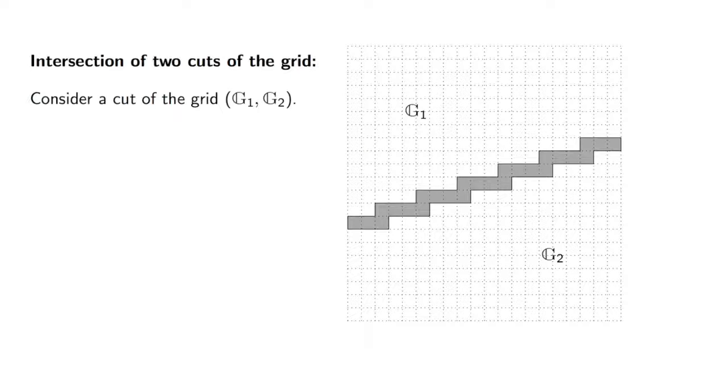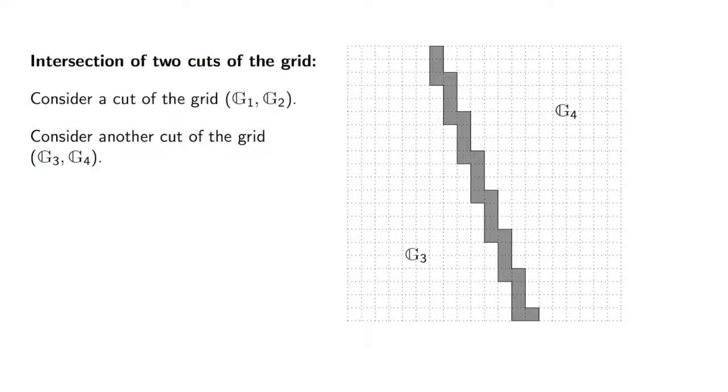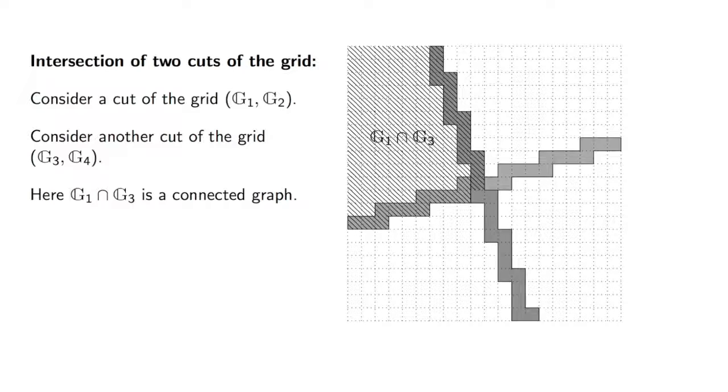Consider a first cut of the grid. The graph G1 is the left side of this cut. Here is a second cut of the grid. The graph G3 is the left side of this cut. Now consider the intersection of G1 and G3. This graph is connected. In this simple case, making the intersection of two graphs is a correct solution.